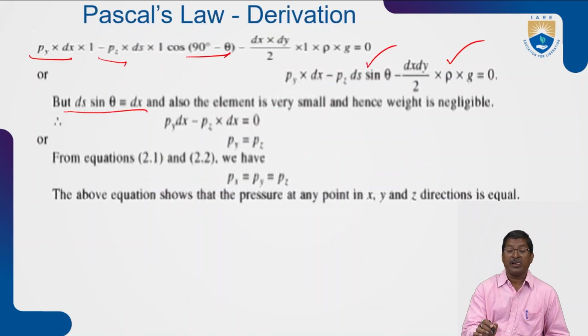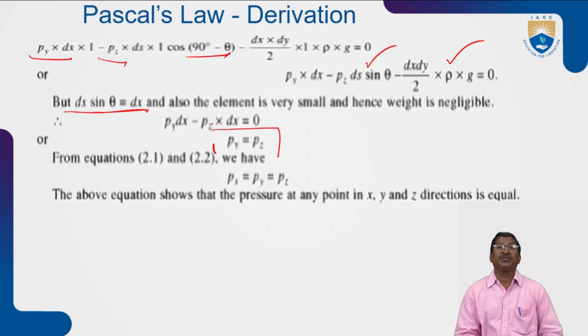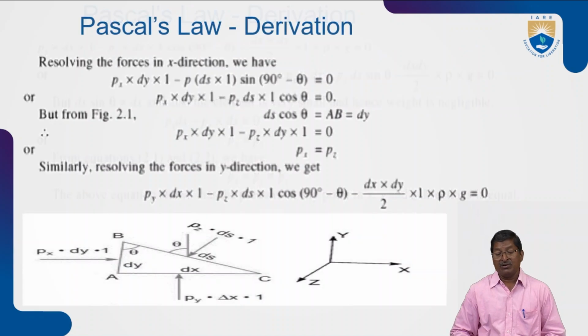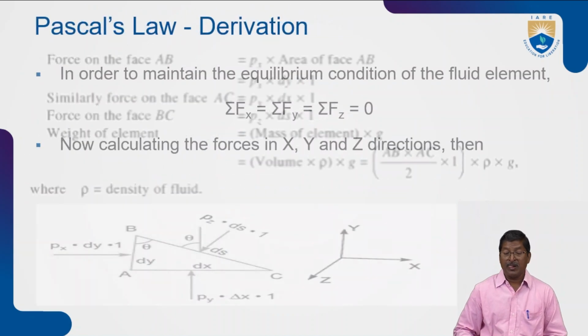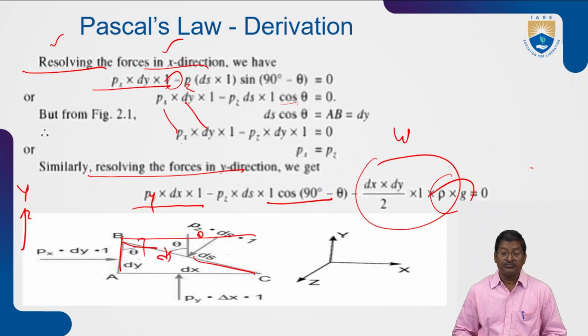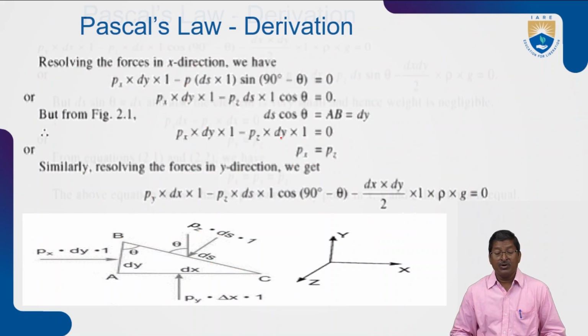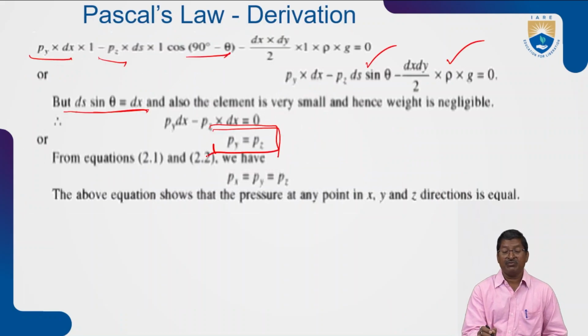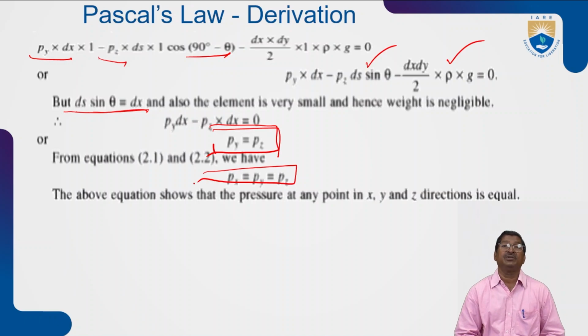So that's why here, ds sin theta you can write as dx. So substitute that: Py dx minus Pz ds into cos 90 minus theta, ds sin theta, that is equal to dx, which is equal to 0. So from this we can see Py is equal to Pz. Previously we have derived Px is equal to Pz, this one. So now we got the derivation Py is equal to Pz. So then you'll understand Px is equal to Py is equal to Pz.